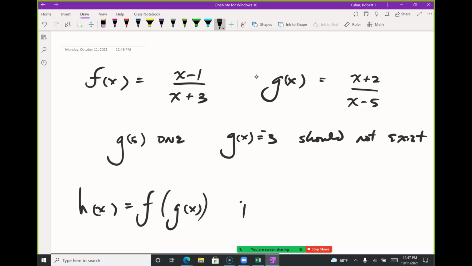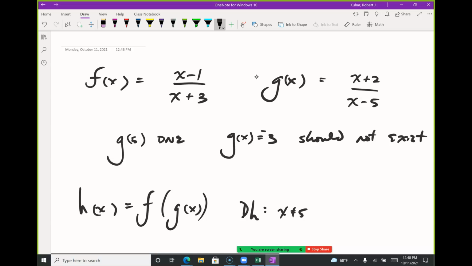Does that only apply to the bottom or also the top? Oh, I see what you're saying. Because they're fractions, remember our domain issue is you can't divide by 0. We don't care about anything else. So our domain of h is x not equal to 5.